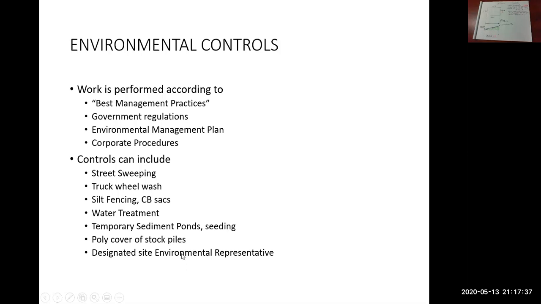Depending on the job size and the environmental requirements, you may have a designated site representative that only looks after environmental duties. So there would be a cost to that person for the duration of the project. You know, if they make $5,000 a month, the job's 10 months long, that's $50,000.